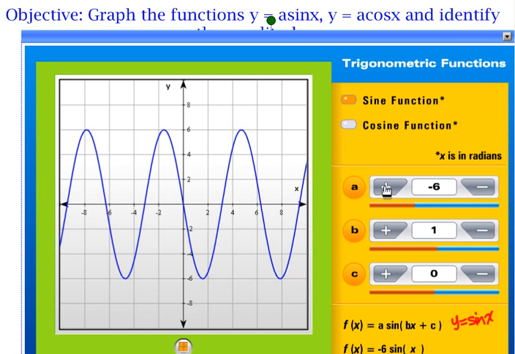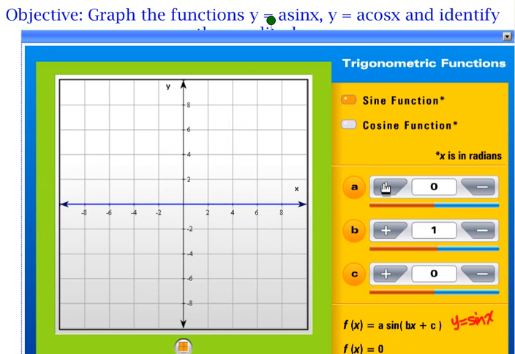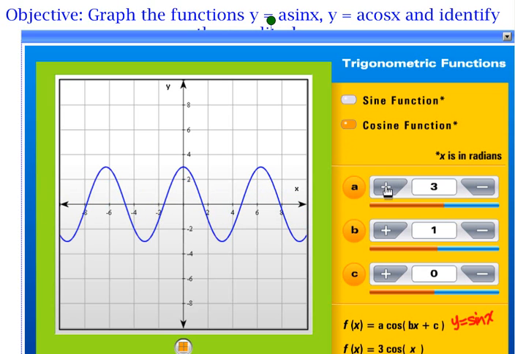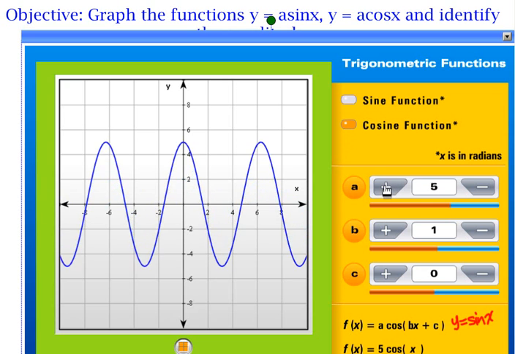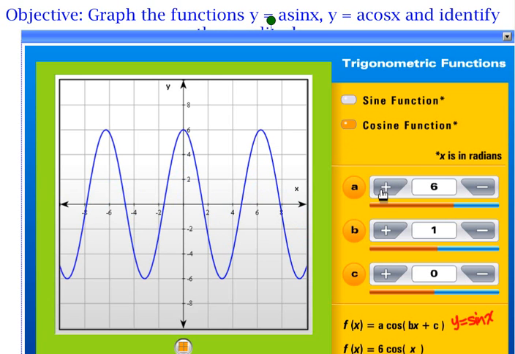Let's go back and see what happens as we go to the cosine function. So that was all sine. Now we're going to look at cosine. So this is just a graph of y is equal to cosine x. And if we increase it, same thing's happening. It increases the amplitude. My zeros of the function are the same, so my maximum and minimum values have been changed, but nothing else is really affecting the graph there.